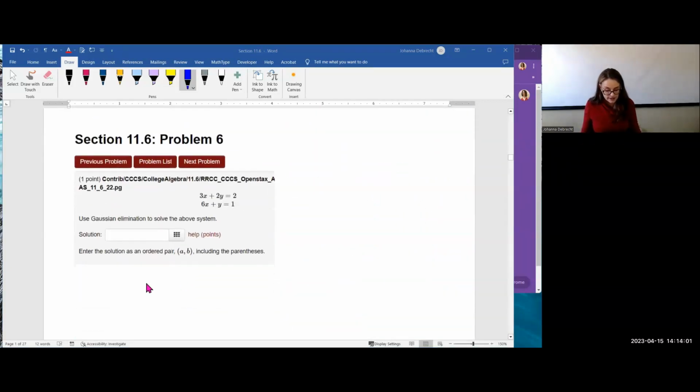Let's now solve this system of equations. So first we check the format. X first, then y, then equals, then constant. X first, then y, then equals, then constant. They match. Now we write the augmented matrix. So we're going to have the coefficient matrix on the left. So 3, 2, long vertical bar, then 2, 6, 1, and 1. Check in columns, 3, 6, 2, 1, 2, 1.